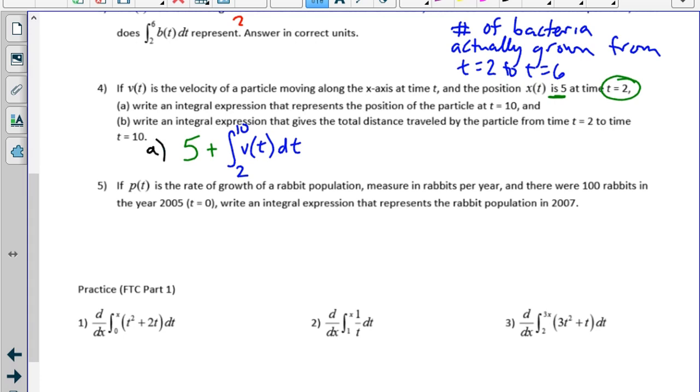So again, 5 is where we started, and then we add the integral from 2 to 10, v of t dt. That gives us the net change. So this is where we start, and then this is the net change. So that gives us where we ended.